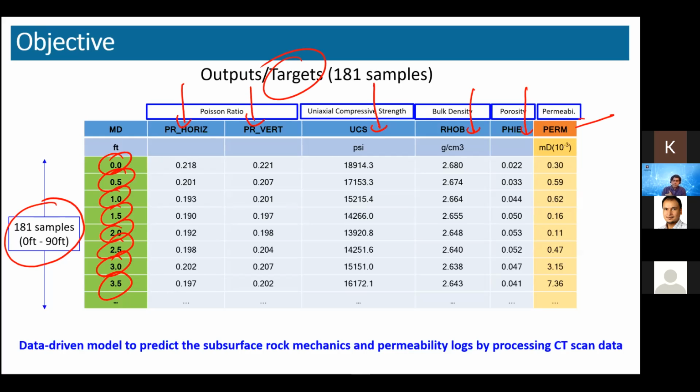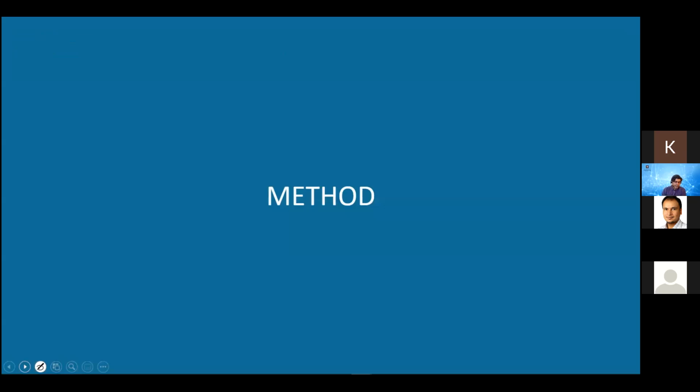We had permeability, but we can ignore permeability. We didn't do a good job in predicting permeability. Okay, so now let me show you the method, the approach.